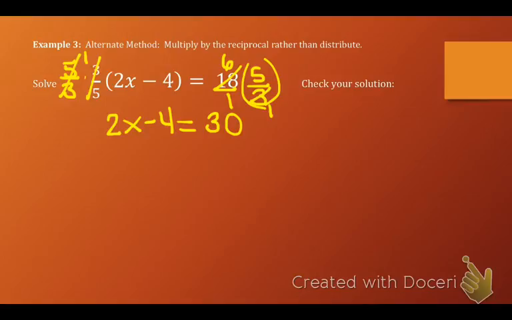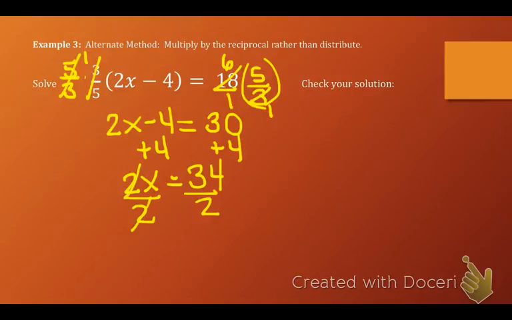This is a much easier equation to solve. I'm going to undo my addition and subtraction to get 2x equals 34. Then I divide each side by 2, and I get 1x equals 17.